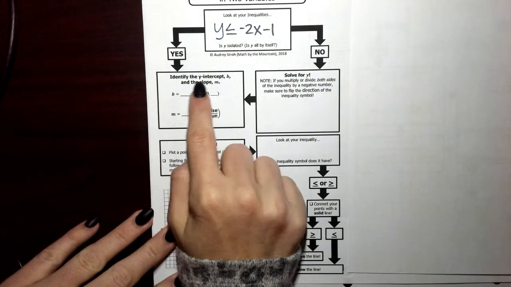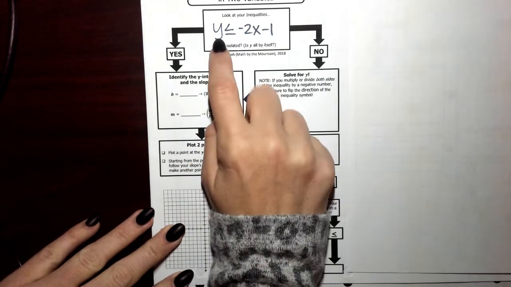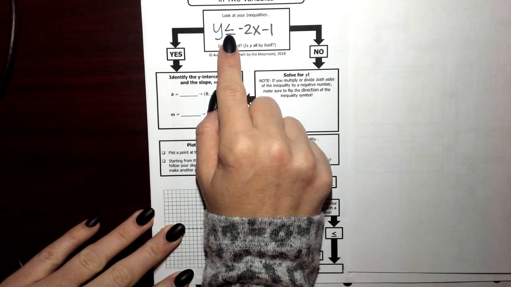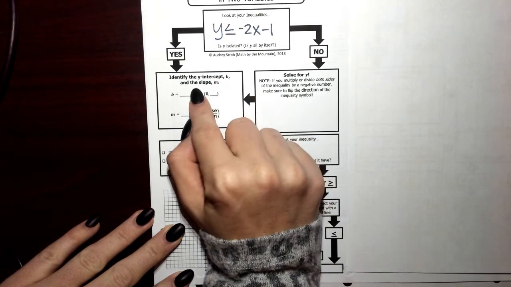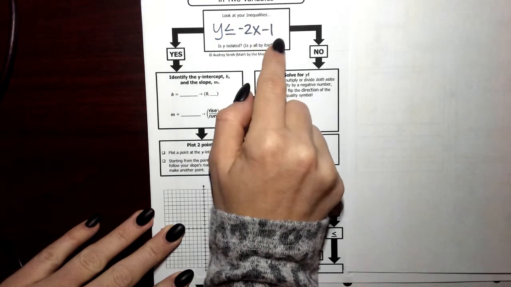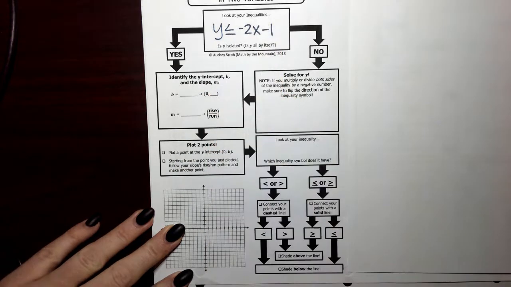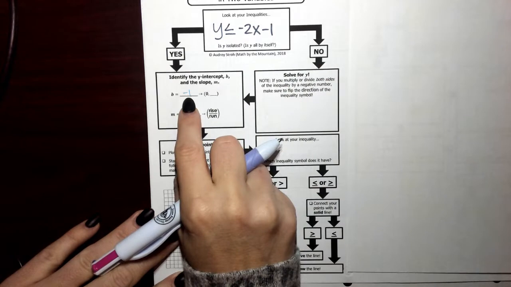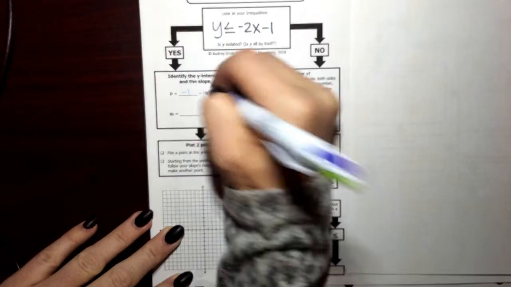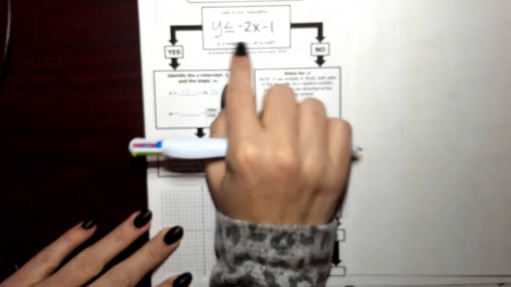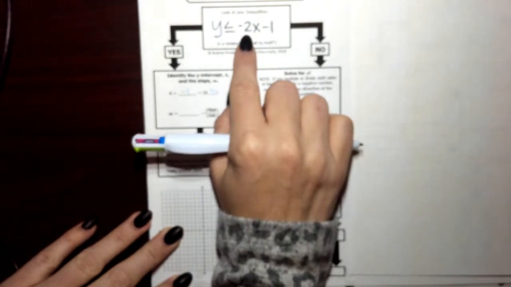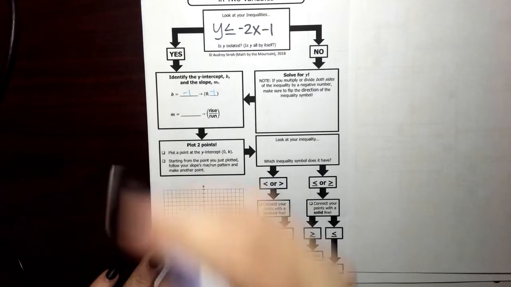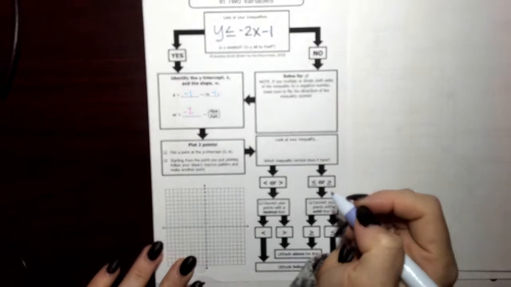Alright, so then we need to identify the y-intercept and the slope. Because y is by itself, this is kind of like our slope-intercept form when we had y equals mx plus b. So our b is the number added or subtracted after x. So that's that negative 1. Remember that sign goes with it. So our b, or our y-intercept, is going to be at (0, negative 1). And then remember, in y equals mx plus b, the number that's in front of x is my slope, which is negative 2.